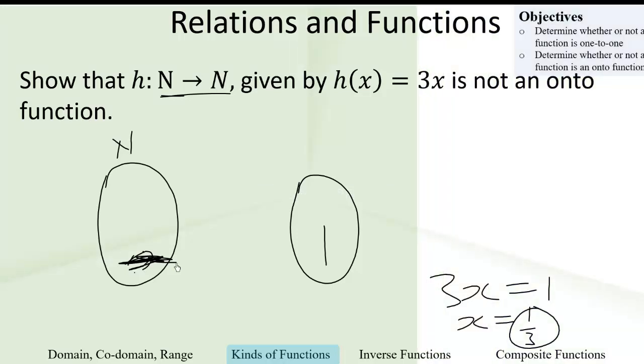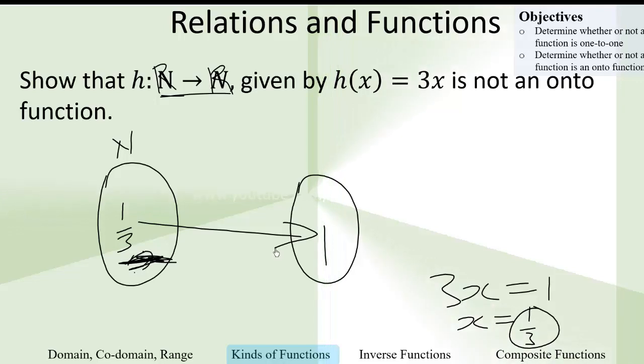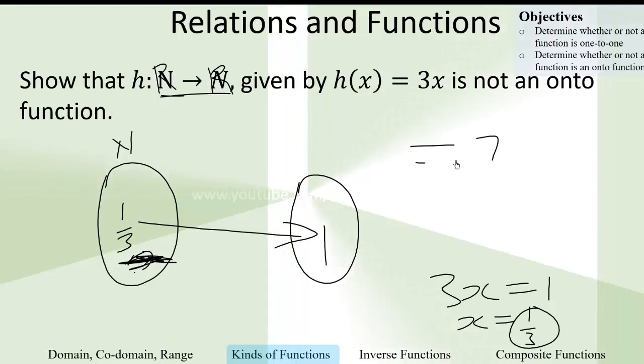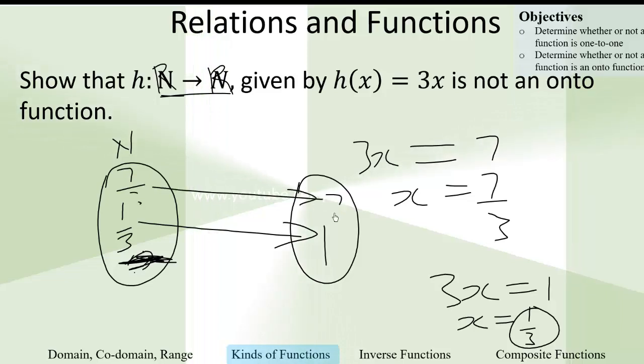But if we should change this to the real numbers, then that is true. 1 over 3 will map onto 1. Or let's pick another number. Let's say 7 equal 3x. Then x will be equal to 7 over 3. Because we are dealing with the real numbers, 7 over 3 will map onto 7.